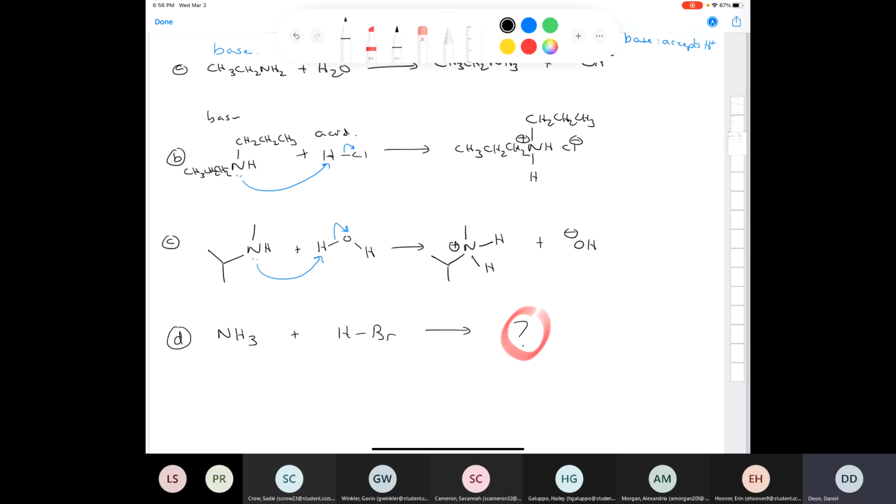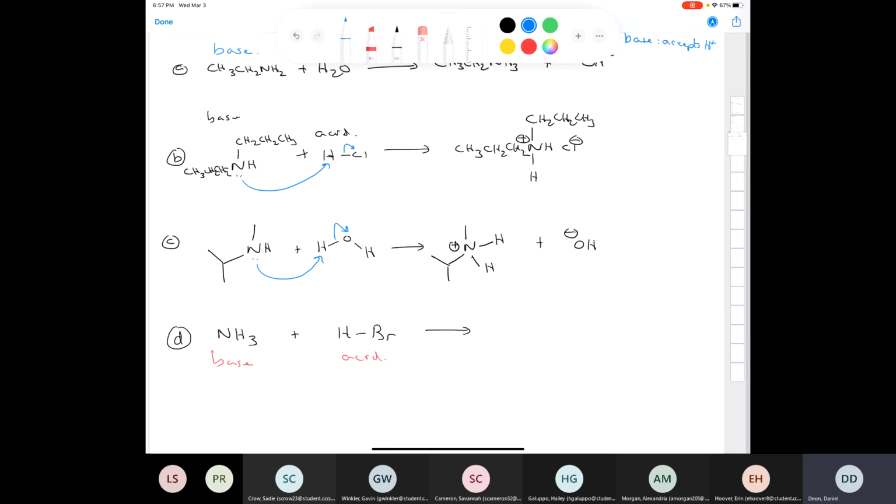All right, and the last one is ammonia, which is a base. Okay, ammonia is a base. It's a weak base, but it's a base. And hydrobromic acid is most definitely an acid. What happens when you add an acid and a base? They're going to neutralize each other.